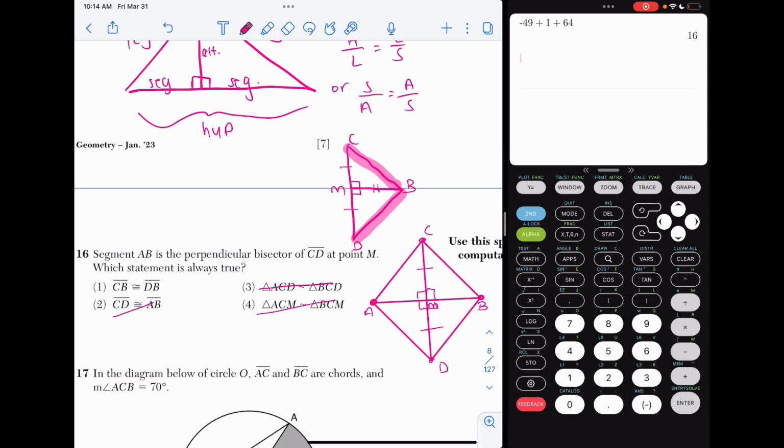Those are two corresponding parts. And now we have verified why choice 1 works. So remember, we don't necessarily know if we're drawing our picture to scale, but now we have actual geometric proof as to why choice 1 is correct.